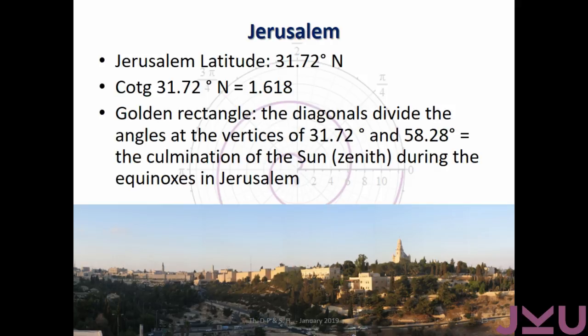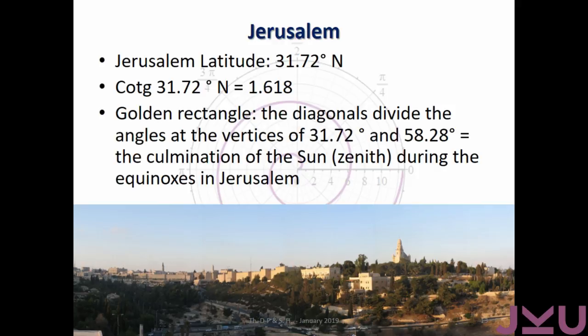And which point has been chosen, I don't know, but the latitude of Jerusalem is 31.72 degrees, and the cotangent is a golden section. But if you take a golden rectangle and look at the diagonal, it divides the right angle at the corner into two angles. One of them is this one. And the other one, the complementary, is this one, which is the angle of the sun during the equinoxes in Jerusalem. Please come on the 21st of March and check it.